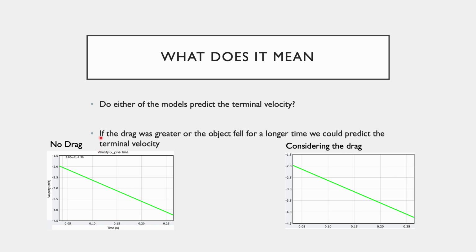Like it says, if the drag was greater or the object fell for a longer time, we could more easily see this. If we took our model considering drag and extended the time period it tracked, or made the drag even stronger, we would see a trend that follows a curve like this, showing that the velocity is leveling out into a constant.